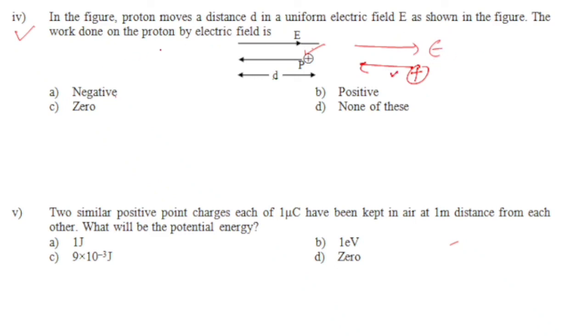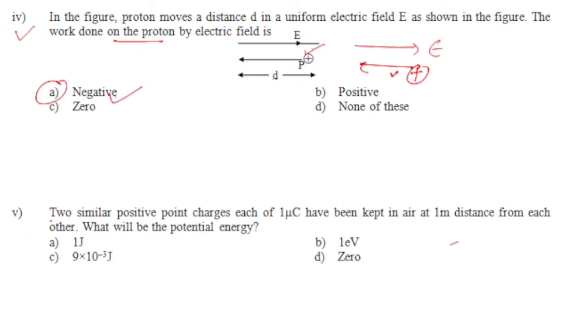So, work done on the proton by the electric field is what? Negative, positive, 0 or none of these. If the proton is moving against the direction of electric field, its potential energy increases. It means what? Work is done on the proton against this electric field. It means work done is negative, right? First option is correct. Okay.